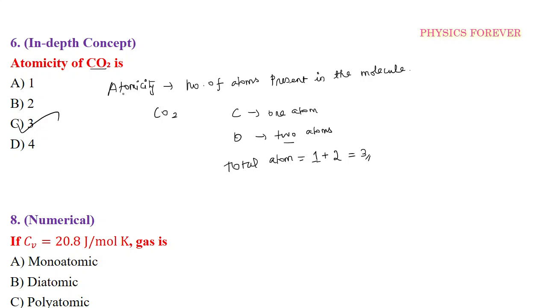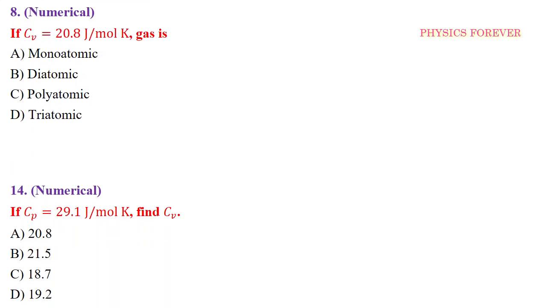Sometimes they may ask for the definition, where 4 options are given: which one of the following is correct about atomicity? The definition of atomicity is the number of atoms present in the molecule. Okay, so next one is a numerical problem.